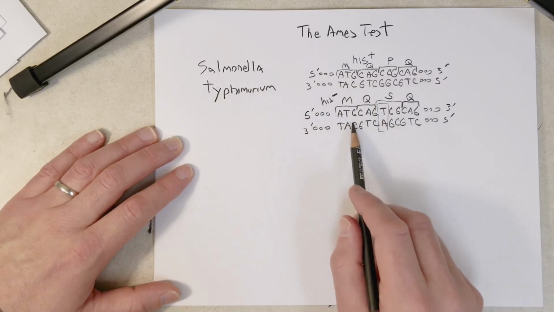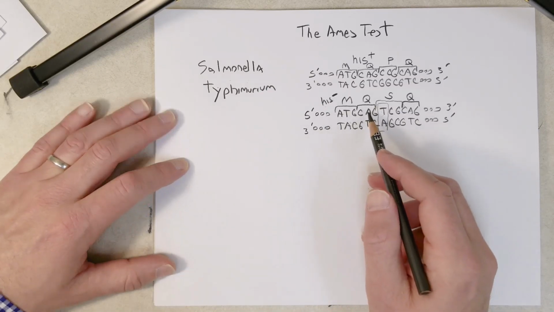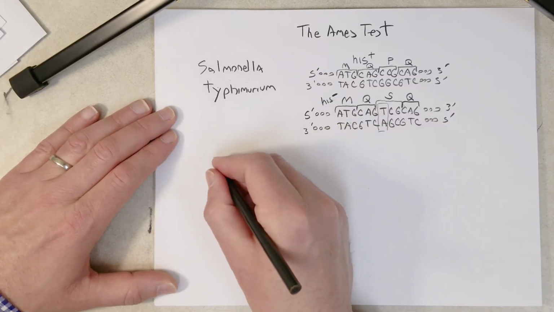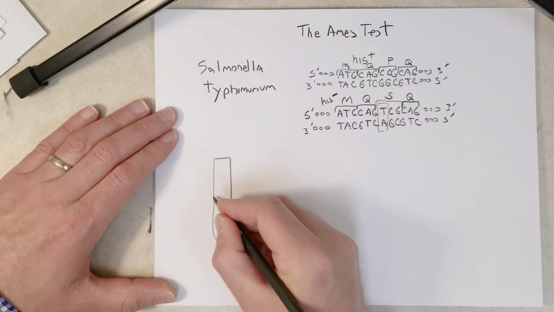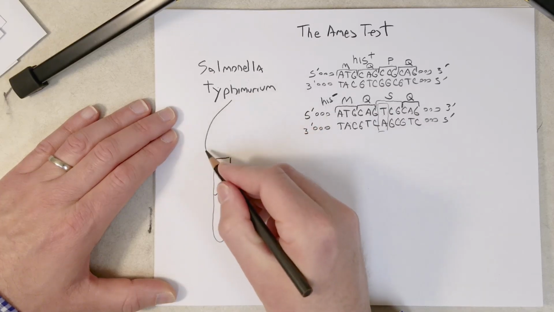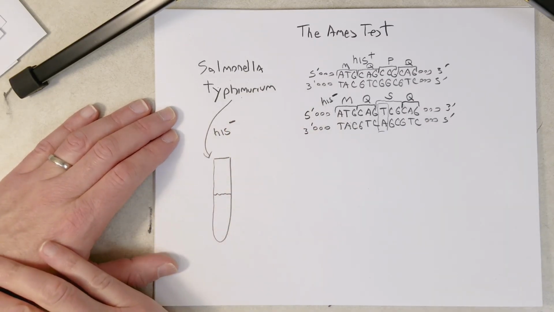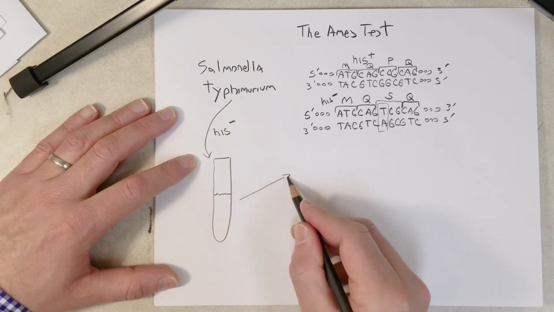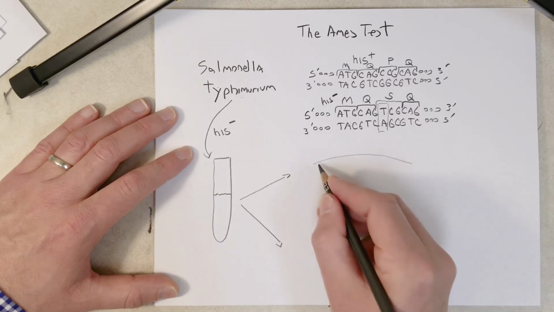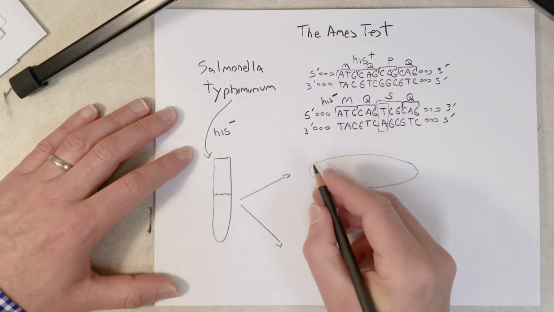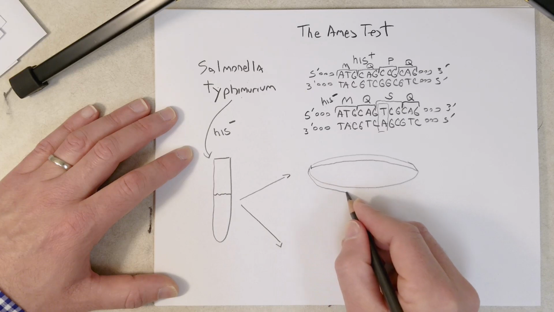So this is the strain that we're going to use in our imaginary Ames test. Okay, so we're going to use this His minus strain. And what we're going to do is take a culture of this bacterium, the His minus mutant, and spread it on 2 petri dishes. So let me see if I can diagram 2 petri dishes here. Not too bad.